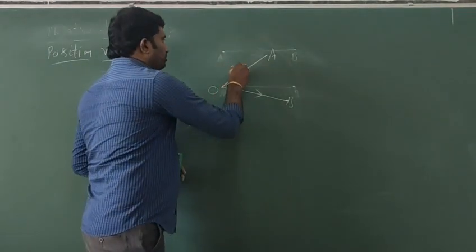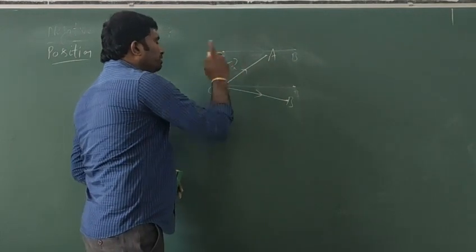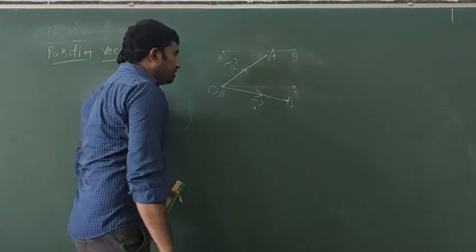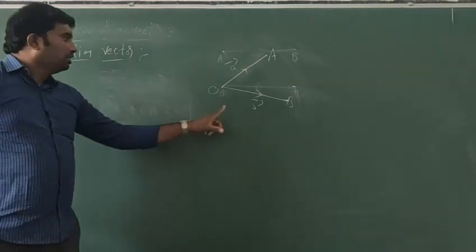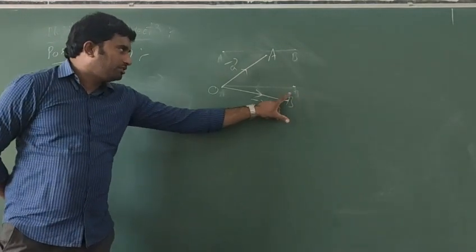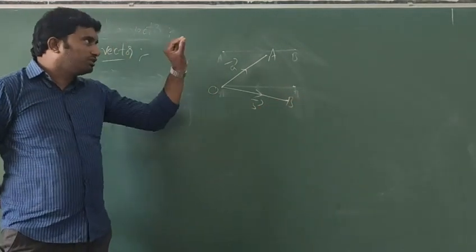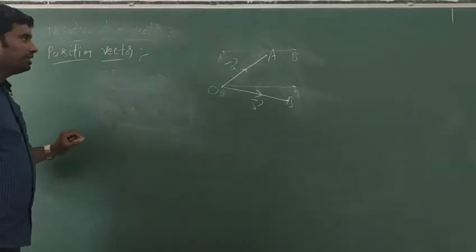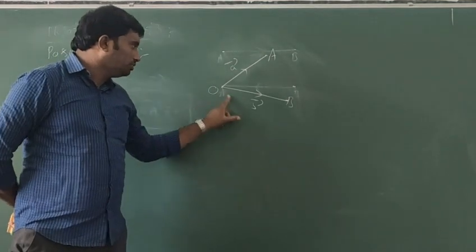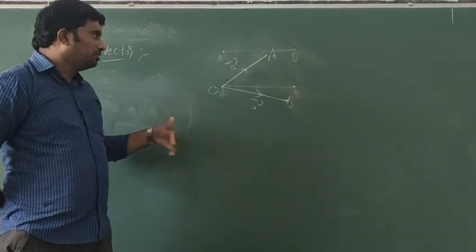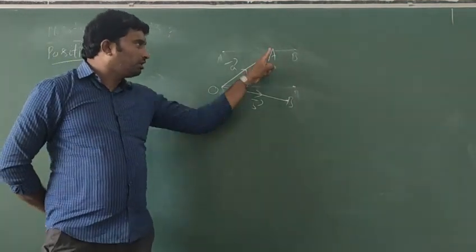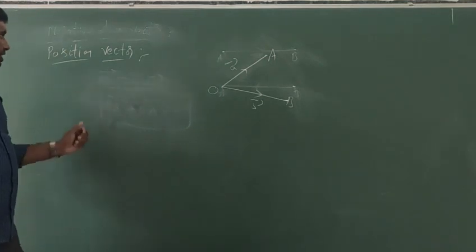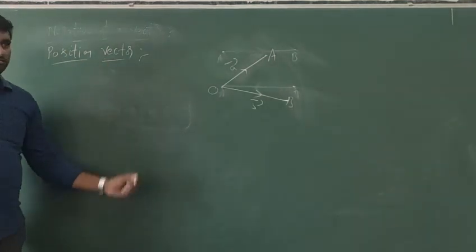Next, if B is any other point, then OB bar is the position vector of the point B. This is some vector denoted by a small letter with an arrow. B is the terminal, and O is the fixed point because O is the origin. Maybe it is in a plane or it is in space. Next, OC bar, OD bar, like that we can define the position vector of a given point. Right, that is the position vector.